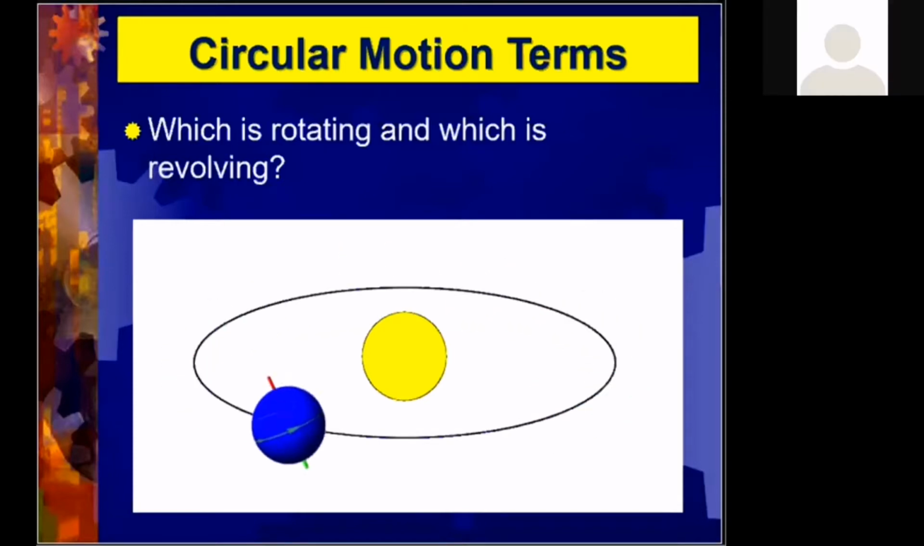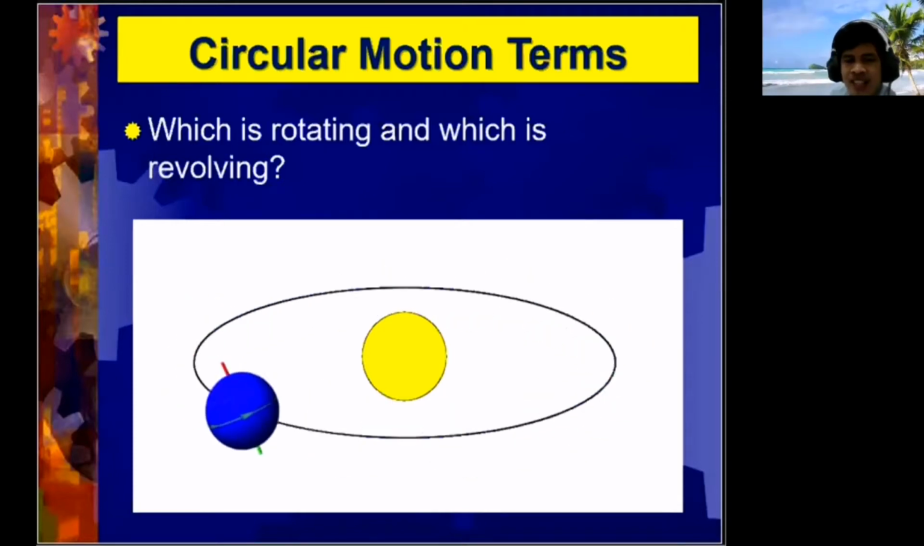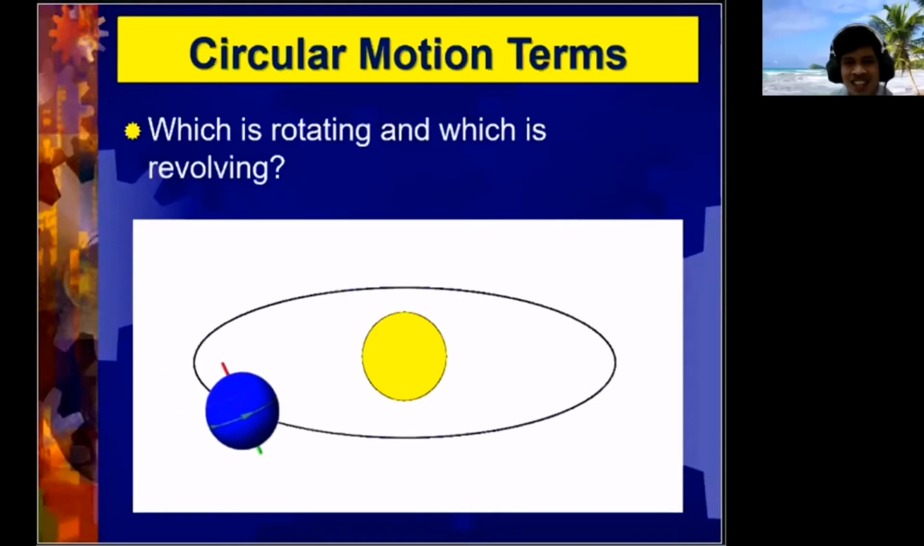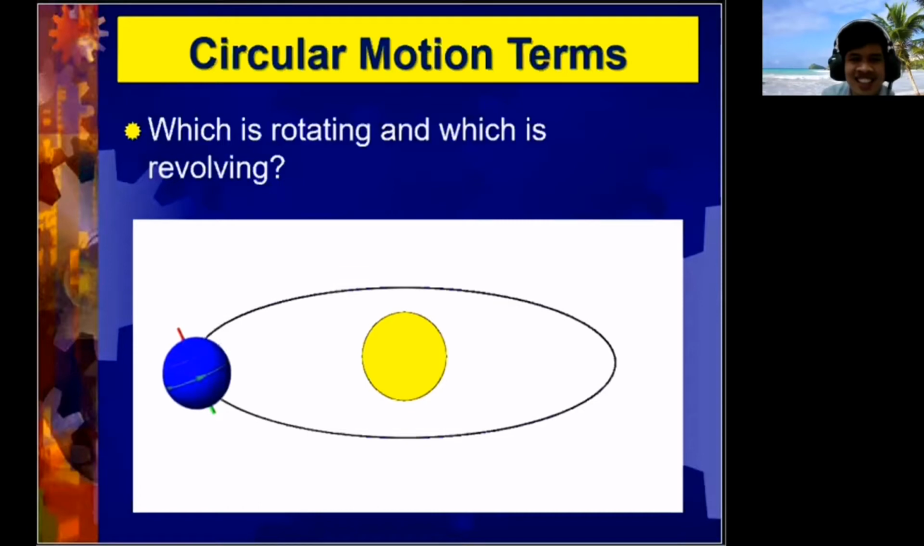Revolving. Okay, and what is rotating? Yellow. Yellow is rotating. So the blue one is revolving around the yellow one. Right, Cam? If the blue object is revolving around the yellow object, the blue one is revolving around the yellow object.